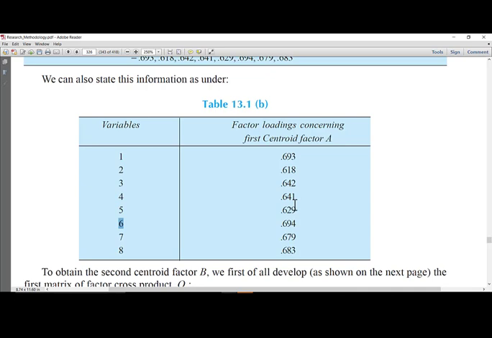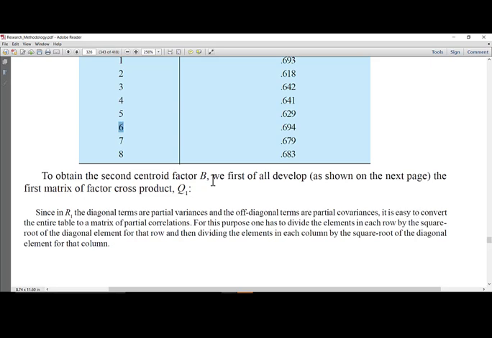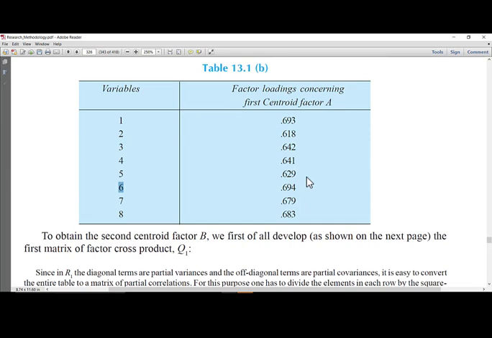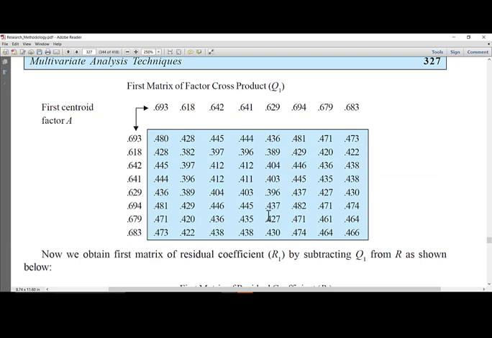And now to obtain the second centroid factor B, we first of all develop the first matrix of factor cross product Q1. How Q1 is calculated, you please see here. This is the first centroid factor and corresponding to these variables. And these values, 0.693 up to 0.683, you can see here, and the same is written column wise here. Now, how this matrix of factor cross product Q1 is obtained is like this. The first element, 0.480, is nothing but the multiplication of 0.693 with 0.693, that is 0.480.